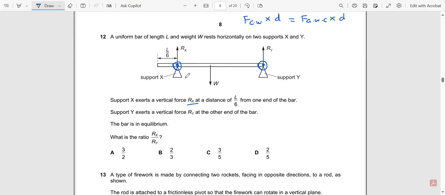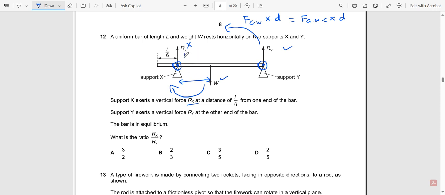That is why you cannot consider Rx when you are considering the point X for the principle of moments. So I am going to apply the principle of moments at the point X. There are actually three forces, but we are not considering this one, which acts on the support X. So I am going to apply the principle of moments by taking W as the clockwise force and Ry as the anti-clockwise force. For the clockwise force, I need the distance between the supporting point and the force W.